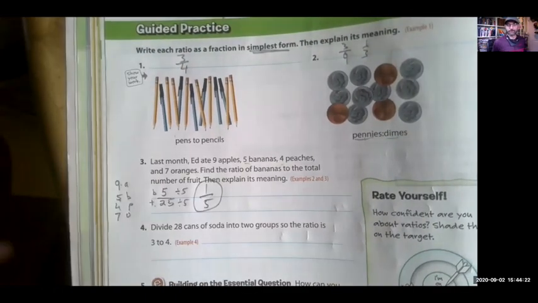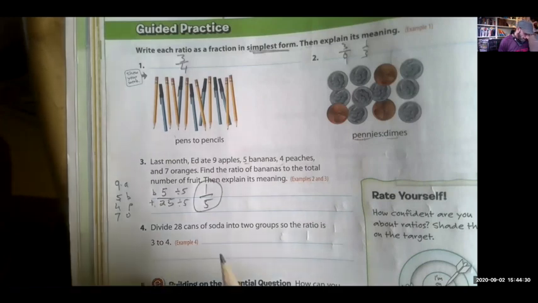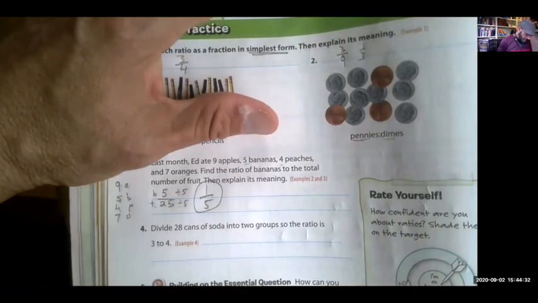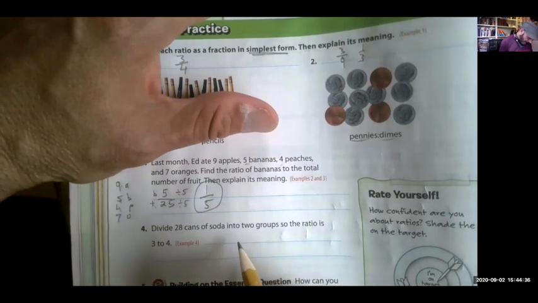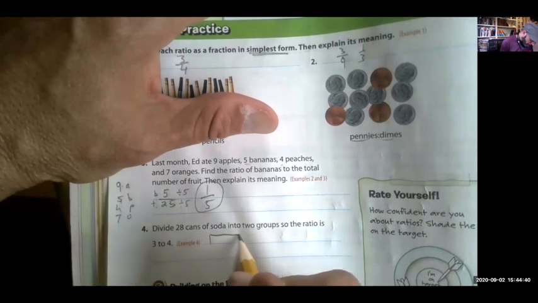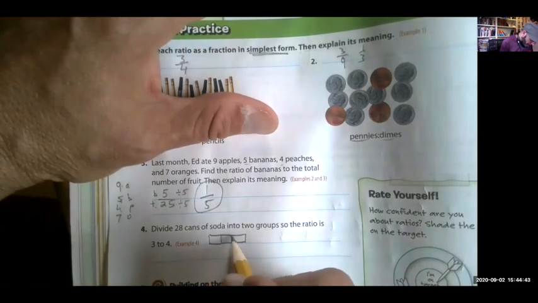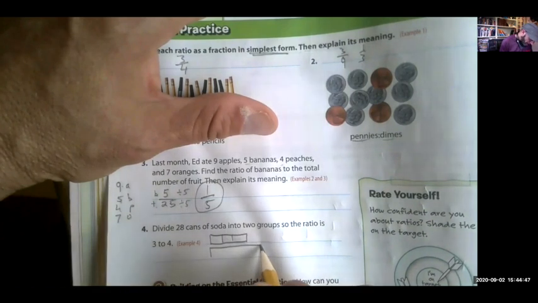Divide 28 cans of soda into 2 groups so the ratio is 3 to 4. This is a hard one, but you can do it. Ready, go. Okay, so let's try this. If you didn't get it, that's okay, because this is a little bit hard. So there's 28 cans of soda. The ratio is 3 to 4. So I'm going to put a group of 3, right? A box with 3 pieces in it. And I'm going to do another box. It's a little bit bigger.